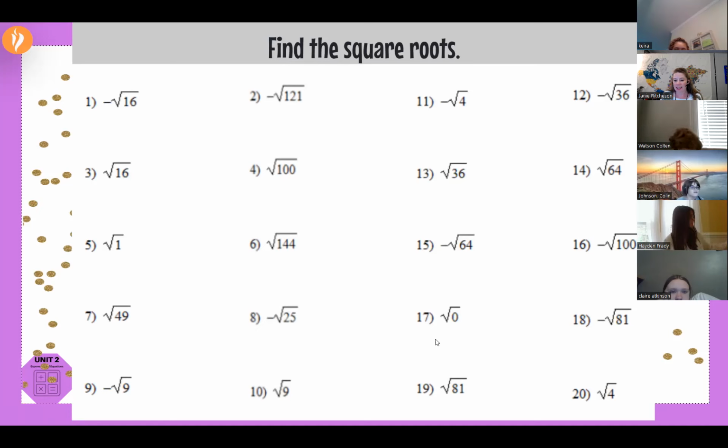Number 17, it's just 0. Square root of 0 is just 0. Earlier, the rule about 0 is every perfect square has 2 square roots except for 0 because obviously there's no such thing as -0. That was the only exception for 0, right? All right, I'm moving on because you guys are telling me you know all these answers.